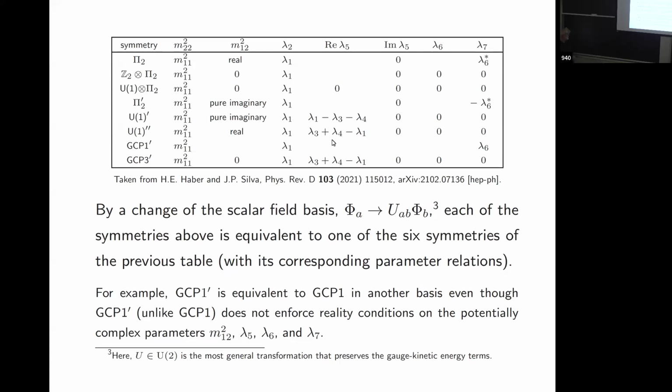And here's one thing that always amazed me. This GCP1 prime is equivalent to GCP1 in another basis, even though GCP1 is just ordinary CP. Phi goes to phi star. It means all the parameters are real. And yet GCP1 prime, if you look here, lambda 6 and lambda 7 can be complex. There's no restriction on M12 squared, which is a complex parameter, lambda 5, which is a complex parameter. And yet you change the basis and suddenly the corresponding parameters are all real. So that one surprised me when I discovered that.